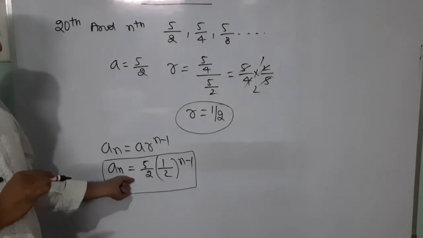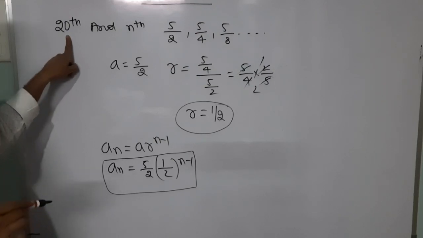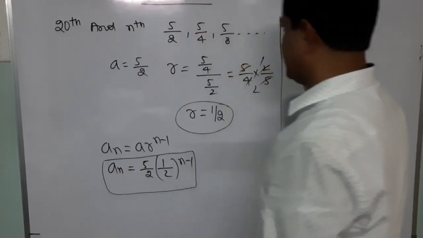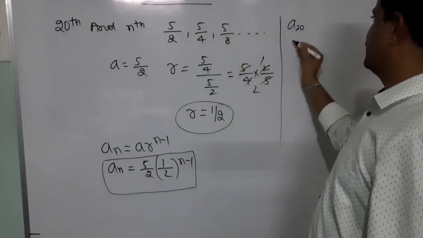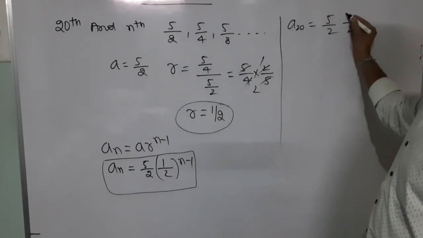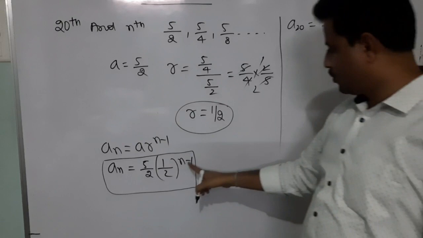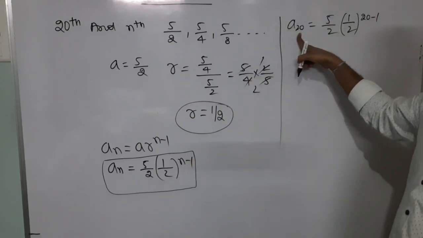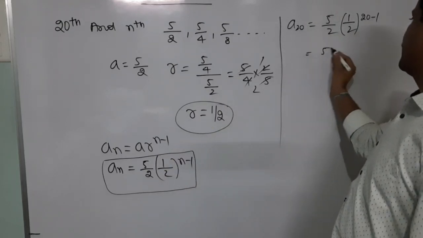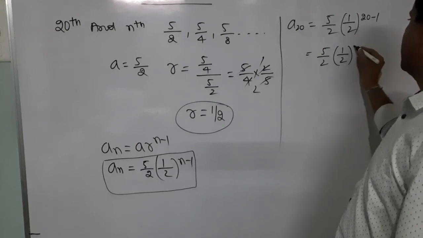That is enough for the nth term, no problem. Next, they have asked for the 20th term, so let us do that. The 20th term is A20. Therefore A20 is equal to, put n is equal to 20. 5 divided by 2, 1 by 2 whole to the power of 20 minus 1. n is equal to what? 20. 20 minus 1. Writing this is enough: A into R to the power of n minus 1. So 5 by 2 into 1 by 2 whole to the power of 20 minus 1, which is 19.